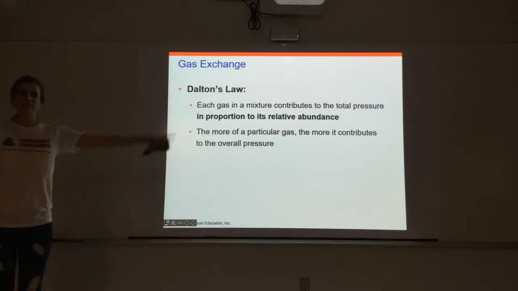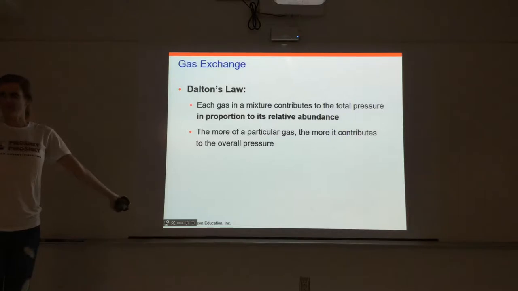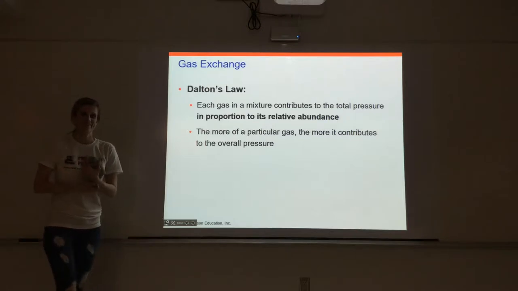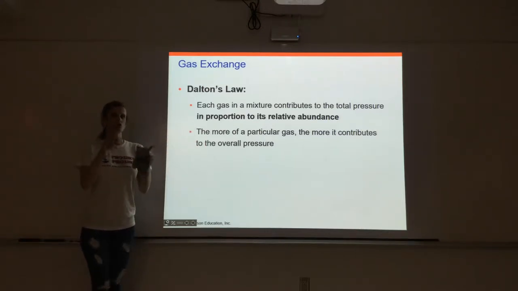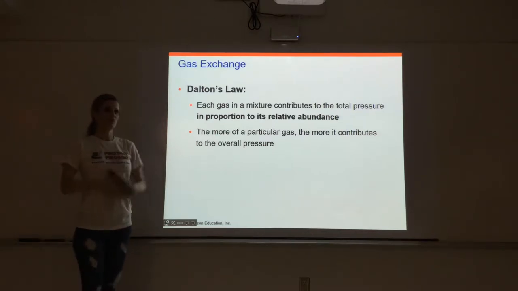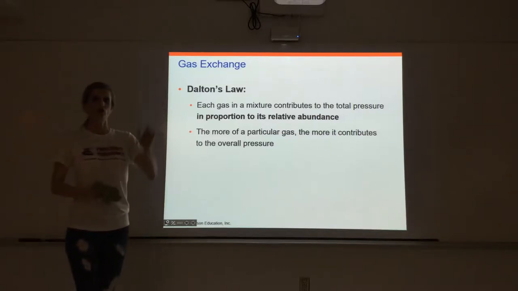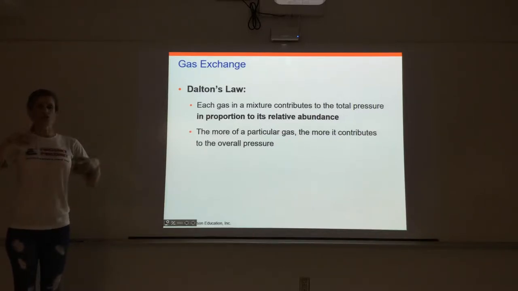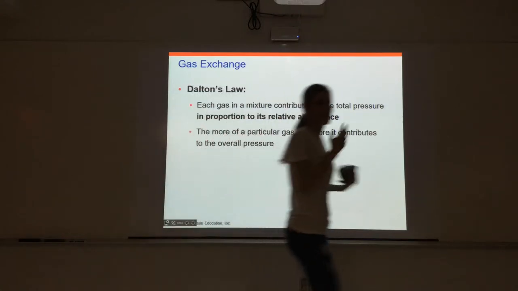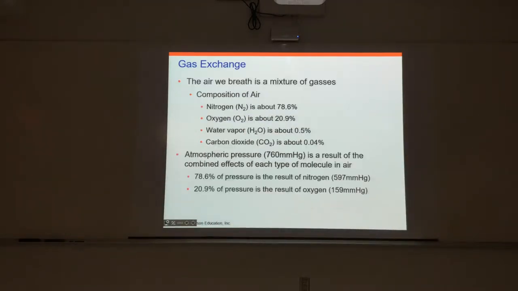But remember, gases exert pressure, right? So the atmosphere, we said, was 760. That's the total pressure of the gas. But we said that the atmosphere is a mixture of all different gases. So what Dalton's law says is the partial pressure, the pressure of each individual gas, so the partial pressure of oxygen, of nitrogen, of water, of CO2, those are all in proportion to their abundance. So the more oxygen you have in the gas, the more the partial pressure of oxygen is. The more nitrogen, the more the pressure of nitrogen is. Okay, that makes sense. The more of something, the more the partial pressure of that one individual gas is. And all of them should add up to the total pressure.